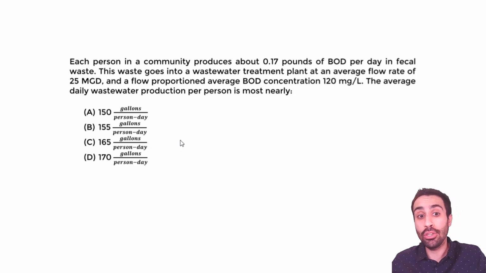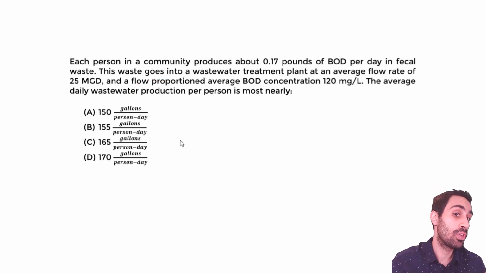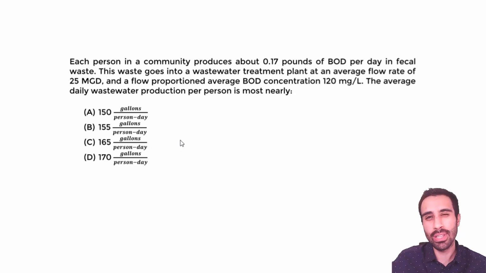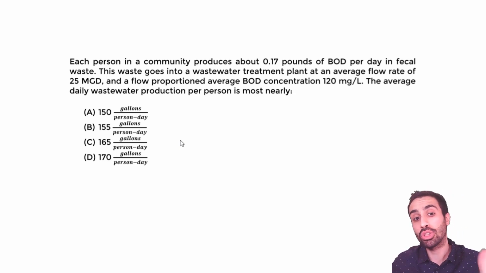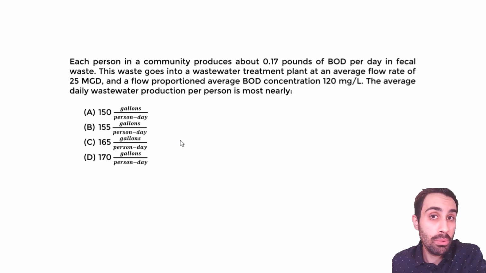And we want to look at the units. The units are given in the answer choices. So sometimes the units are in the problem statement. Sometimes they give you the units in the answer choices. Often it's in the problem statement, but this one shows the units in the answer choices. So we know it's gallons per person per day is the final units we want to get.